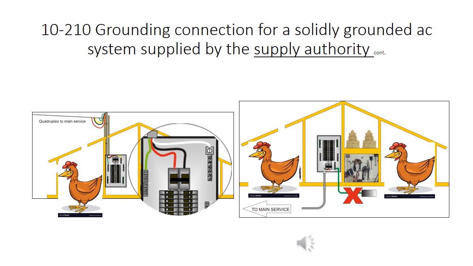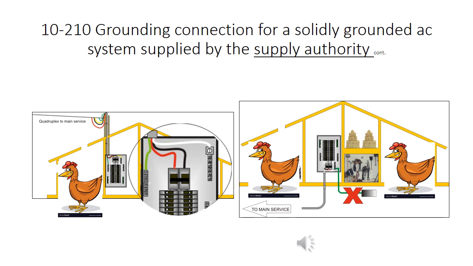10-210. Grounding connection for a solidly grounded AC system supplied by the supply authority. Continuation. In accordance with 10-210, the grounded conductor of a solidly grounded AC system supplied by the supply authority shall be connected to a grounding conductor at one point only at the consumer service.